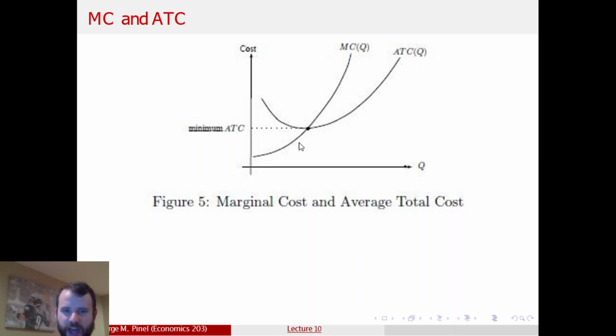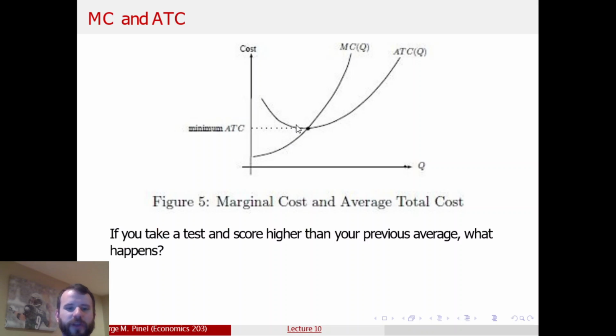Okay, so what's that minimum? Well, think about this. If you take a test and you score higher than your previous average, what happens? So if your average is 80 and you get an 85, what happens to your average? Okay, well, your average is going to go up, right? An 85 will bring your average up. Okay. Well, the next test, right? Every test that you take will be the marginal grade that you get, right? And your previous average, well, that's going to be your average grade, right? So if your marginal grade is increasing, well, that's going to bring up your average grade.